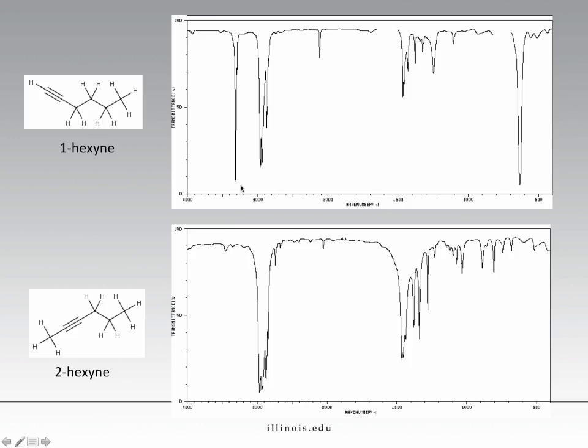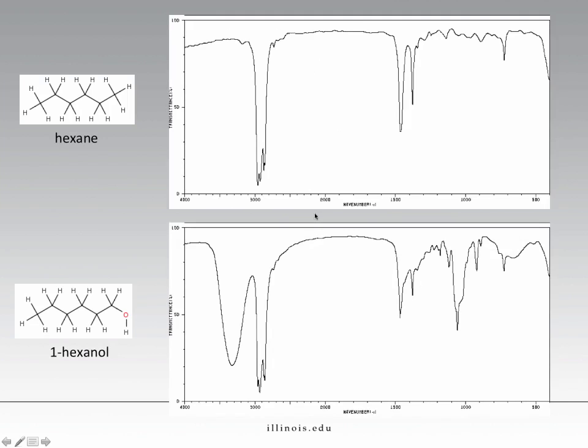If you look at roughly 2200, we see a stretch here. That is the carbon-carbon triple bond stretch. You see that same stretch down below. Notice, however, that the stretch for 2-hexyne is much weaker than the stretch for 1-hexyne. This is because the alkyne in 2-hexyne is more symmetric, and has a much smaller change in dipole moment than 1-hexyne. Therefore, we have a correspondingly smaller signal in the IR spectrum.